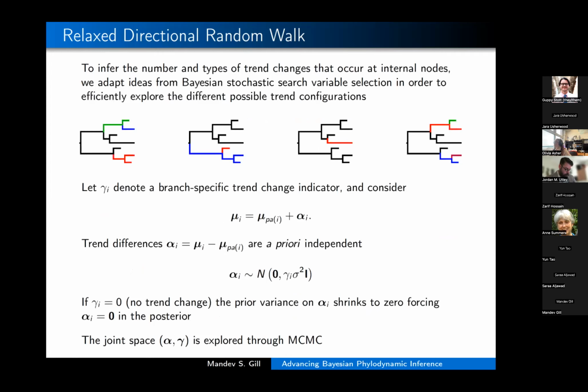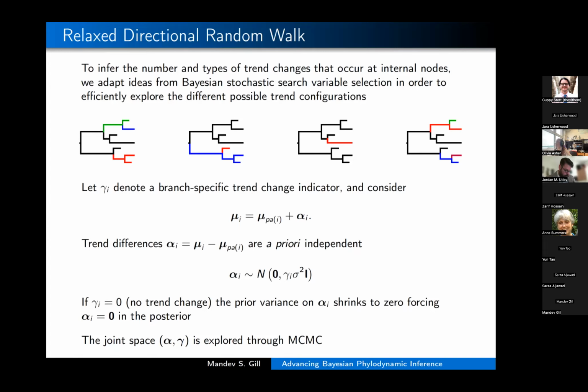Okay, so what we would like is for the data to determine the type of trend transfer that is appropriate at each node. And we can accomplish this by adapting ideas from Bayesian stochastic search variable selection to efficiently explore the different possible trend configurations corresponding to an evolutionary scenario.